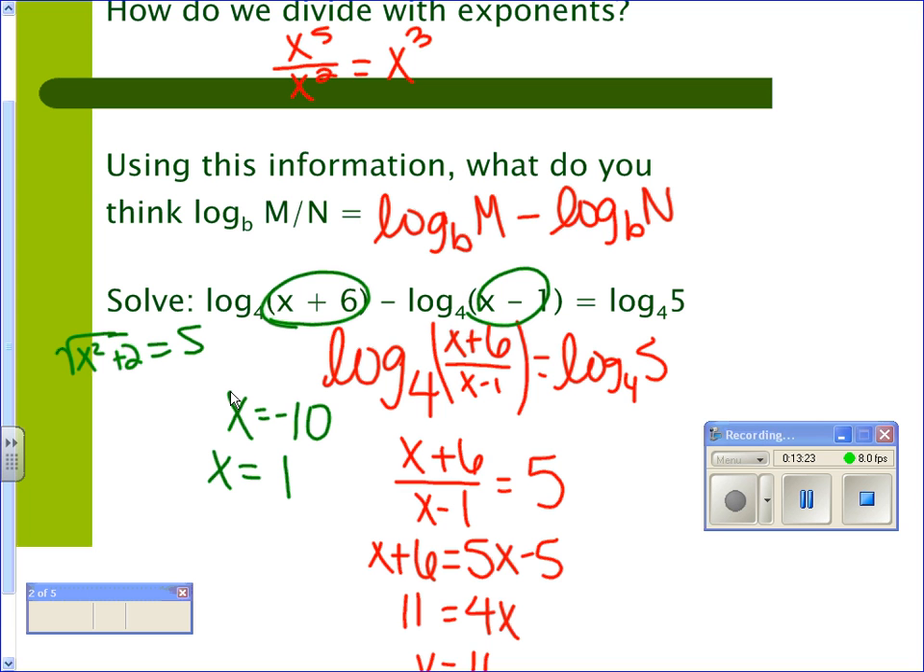Sometimes you'll get 2 answers, but only one of them actually works. Does that make sense? So just be careful whenever you start doing logs. They probably won't introduce them for a few lessons where that happens. Be careful.